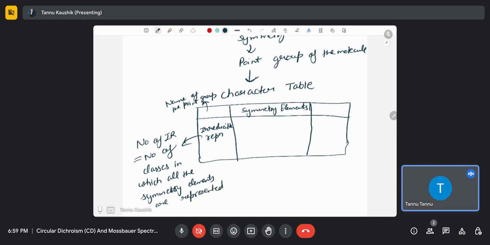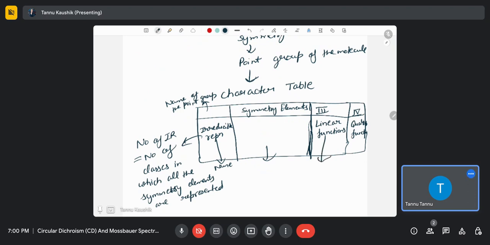And in the second column, for each symmetry element, we have irreducible representations, and here we get the name, and here the values associated with each symmetry element. In the third column, we have linear functions for each irreducible representation, and in the fourth column, quadratic functions are represented.